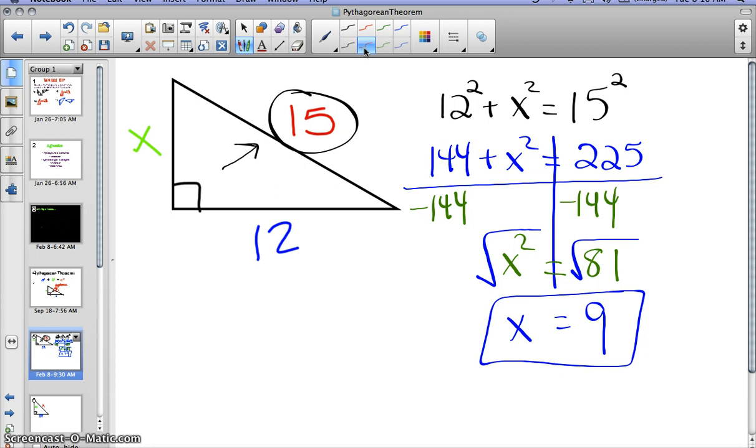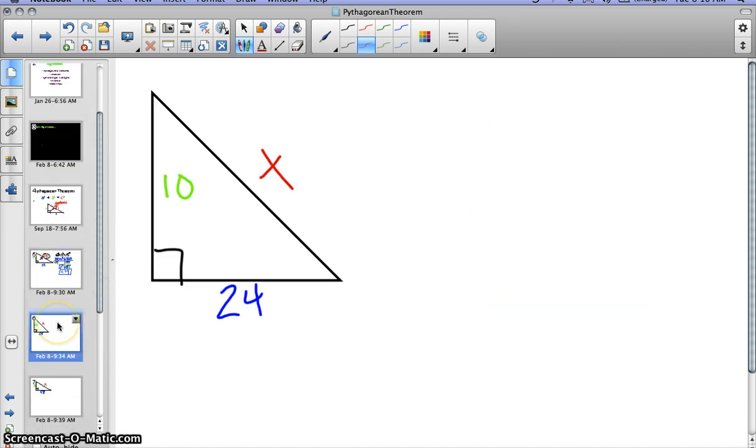Let's try another one just to make sure that we're all set. Same situation. This time, 10 squared plus 24 squared equals x squared. Again, I could have written 24 squared plus 10 squared, but it really doesn't matter because we are adding.